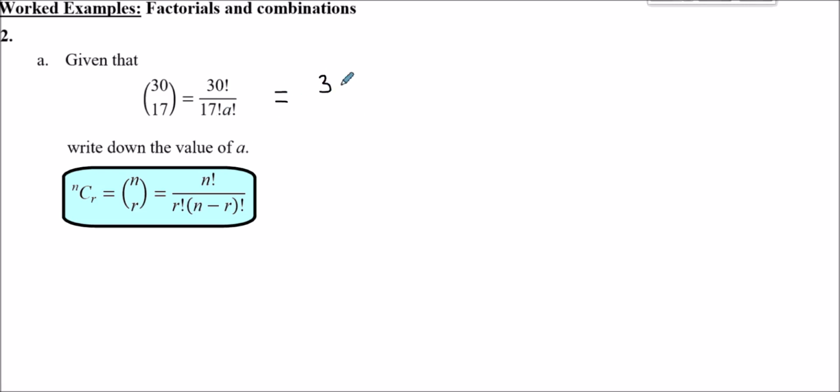And so we've got everything we need to work out what a is. That's going to be 30 factorial. Using this definition, we're picking 17, so that's 17 factorial, and n minus r in this case is 30 minus 17, which is 13 factorial. And so it must be the case that a has to be 13. So to solve that one, we're just using the knowledge of the n choose r function linked to factorials.